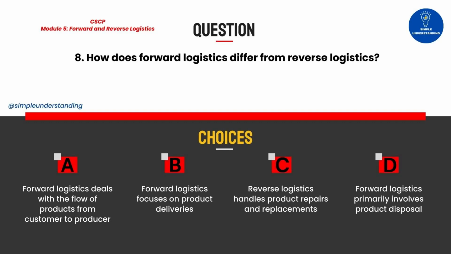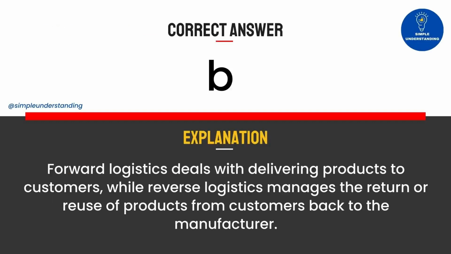8. How does forward logistics differ from reverse logistics? A. Forward logistics deals with the flow of products from customer to producer. B. Forward logistics focuses on product deliveries. C. Reverse logistics handles product repairs and replacements. D. Forward logistics primarily involves product disposal. Correct answer: B. Explanation: Forward logistics deals with delivering products to customers, while reverse logistics manages the return or reuse of products from customers back to the manufacturer.